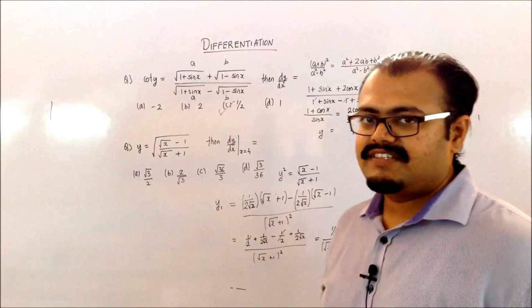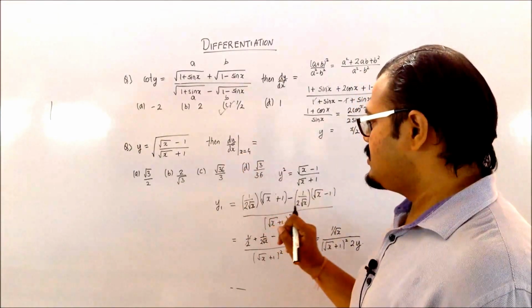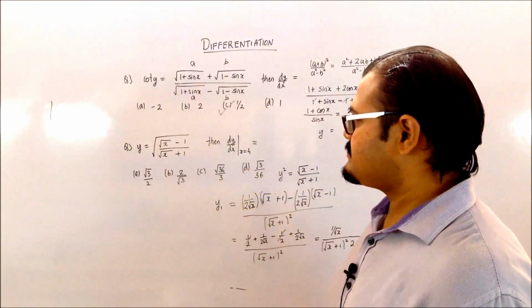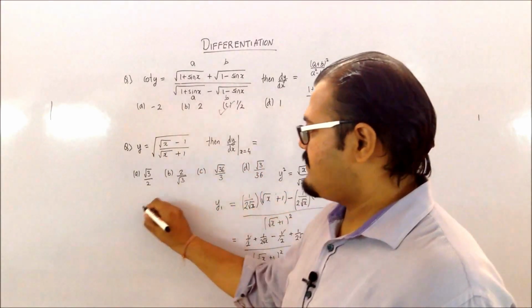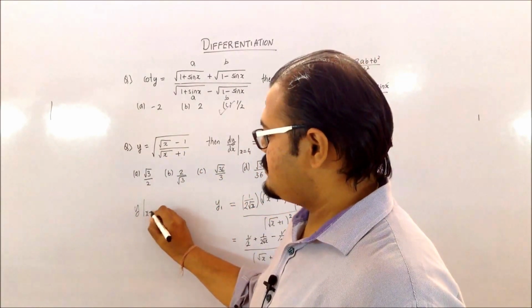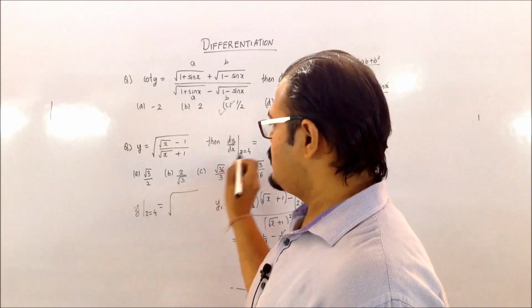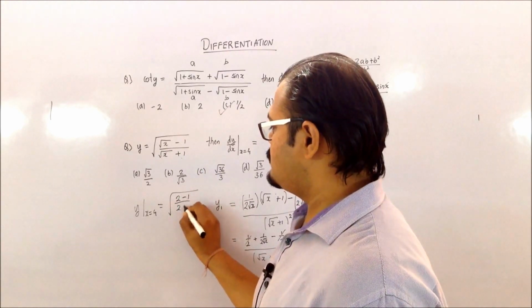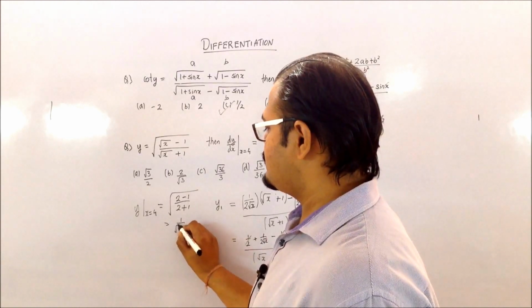Now we have to just substitute the value of 4 inside this because x equals 4. Before doing that, let us find what is the value of my y going to be. So if I substitute my x in this, I will get y at x equals 4 is root of 4, root, that is 2 minus 1 upon 2 plus 1. So that is going to be 1 by 3 under root.